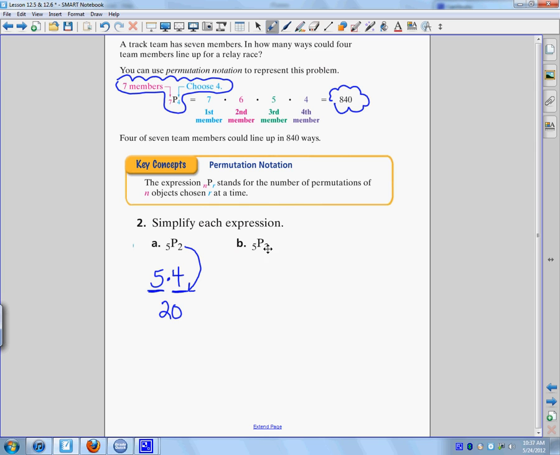Now 5 permutations of 3, I would have 3 spots, so 1, 2, 3, and I start my first spot at 5, and then I do 4, and then I do 3. And then I multiply. So 5 times 4 is 20, times 3 is 60.